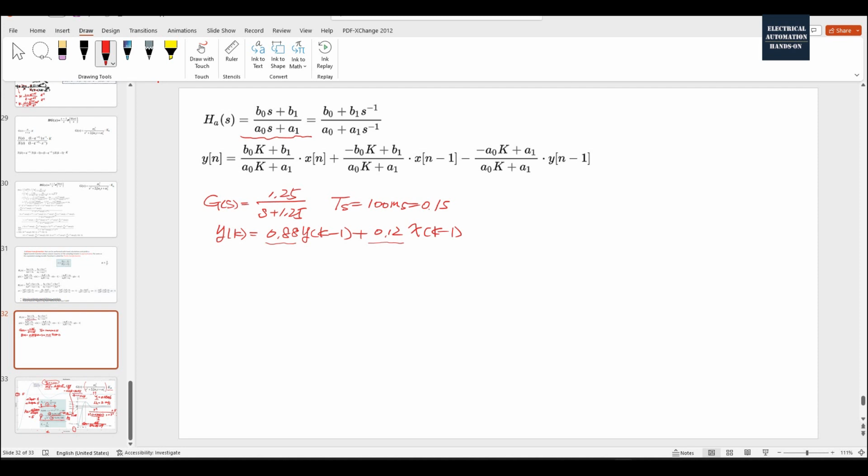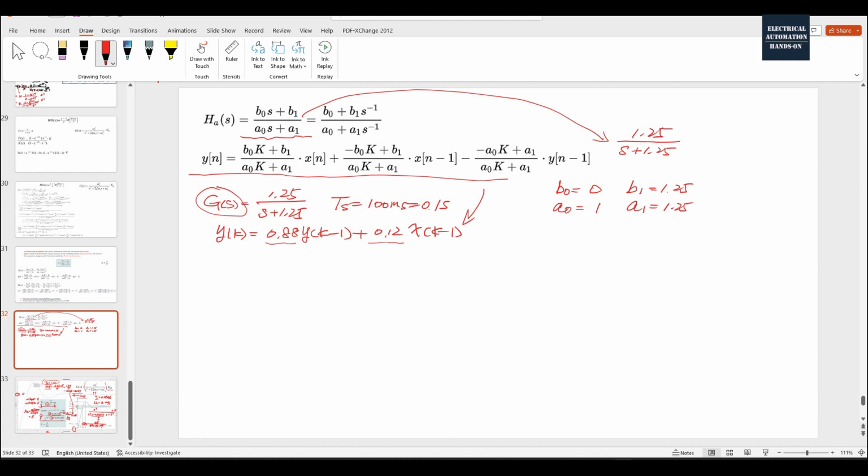So while the G(s) is equal to this, let's see, then the B0 is equal to 0, and the B1 is equal to 1.25, right? And A0 is equal to 1, and A1 is equal to 1.25, right? So this comes from here. This transfer function is this, right? Then let's calculate if we can get a similar difference equation. Okay, so let's first calculate this.